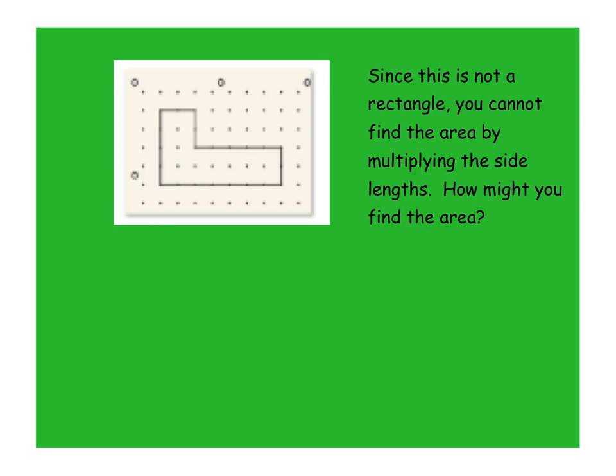Today's kind of fun, I think. The whole idea really is that you have shapes that are not rectangles, but you can still use what you know about finding the area of rectangles. So area equals the length times the width. That only works with rectangles, and this shape is clearly not a rectangle. So you really have a choice.